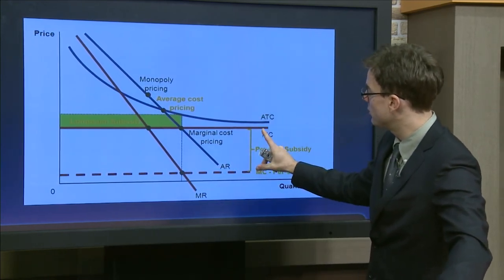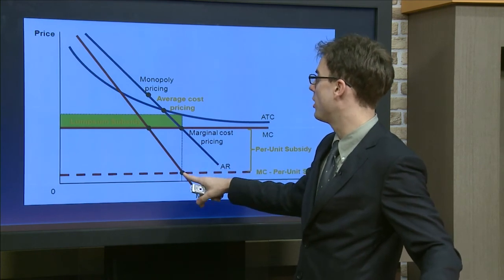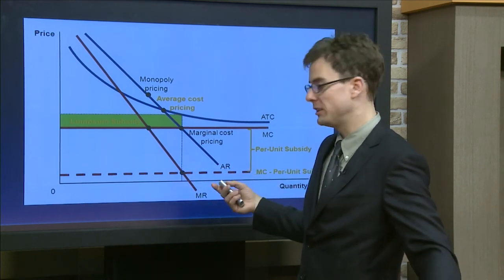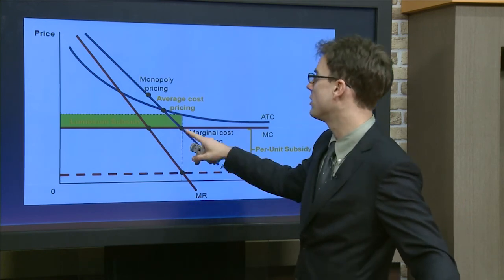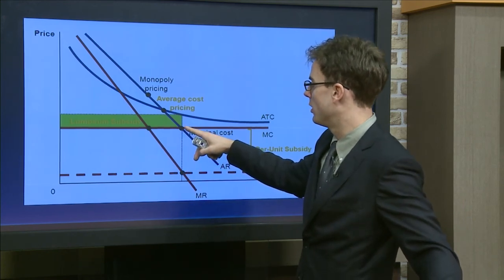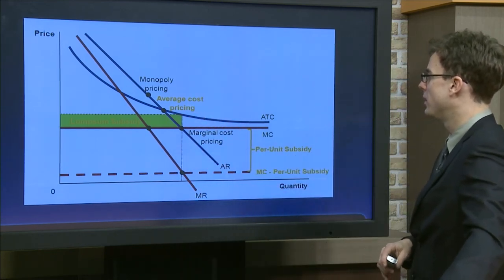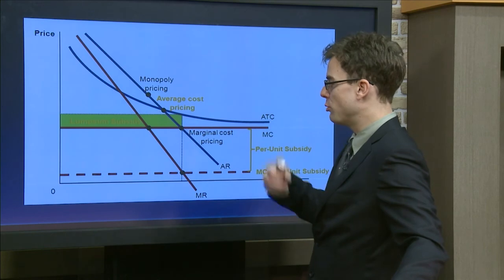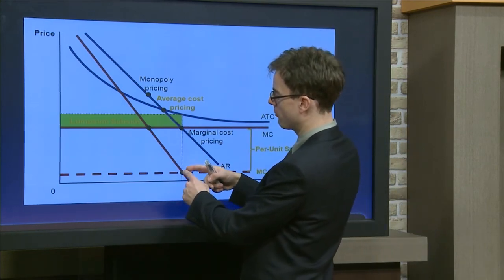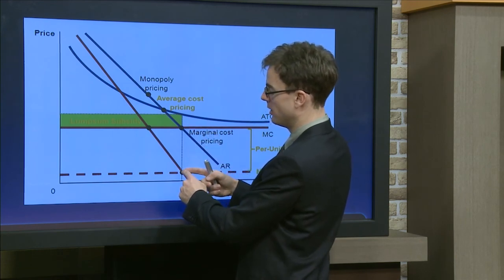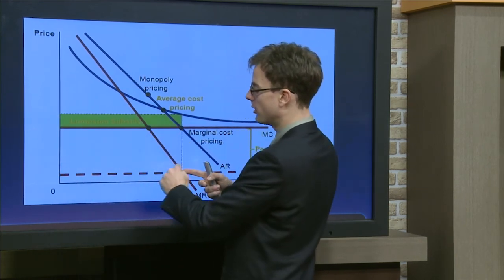And if this per unit subsidy is large enough, the intersection of the monopolist's marginal revenue and marginal cost curve could occur exactly at the efficient level of output. But you may think that this could be a very expensive program, because in this case the government would have to offer this per unit subsidy times this output level. So the cost of this subsidy would be this large rectangle here.